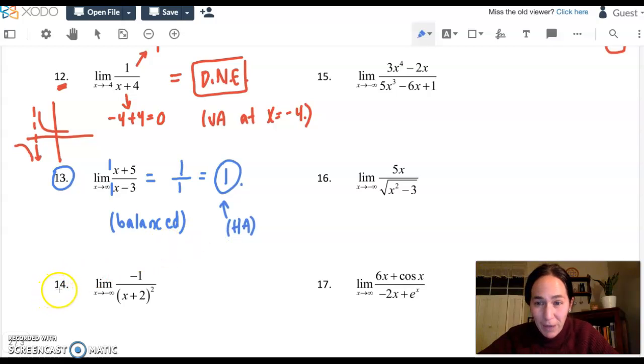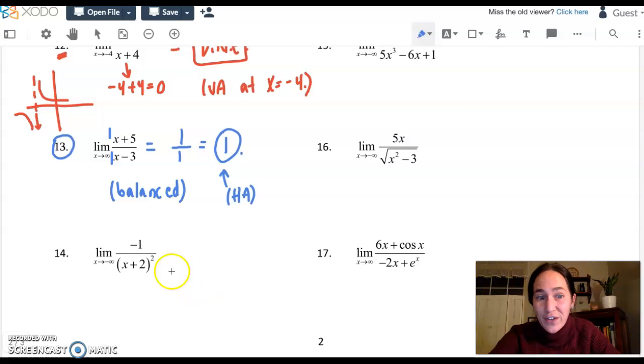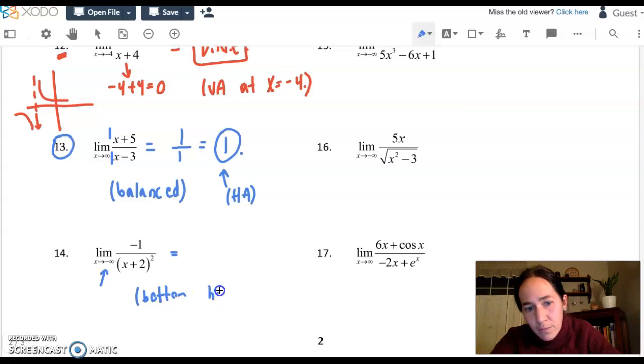Is 14 looking bottom heavy? Because it is to me, right? You've got a higher power of x on the bottom. Despite the fact that it's approaching negative infinity, I don't really have to think about signs. I'll put bottom heavy for this one. A higher power of x on the bottom. And that HA, if you remember, was always y equals 0. That limit should just be 0.